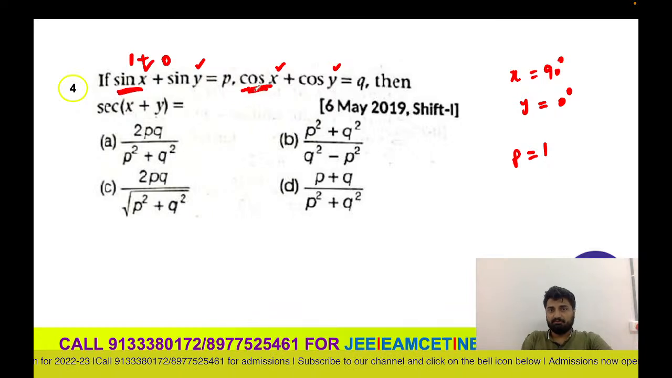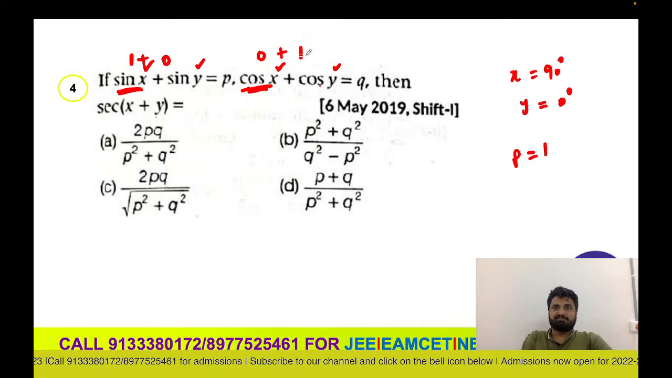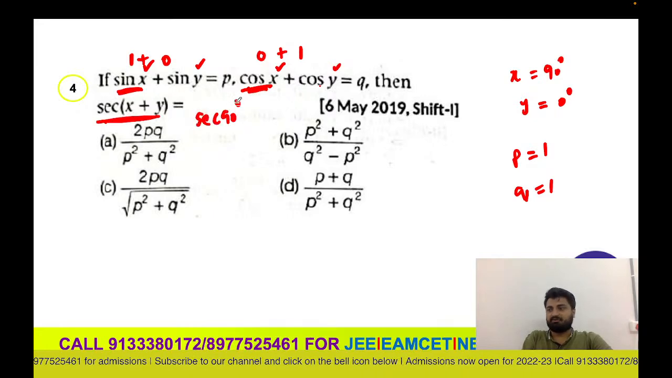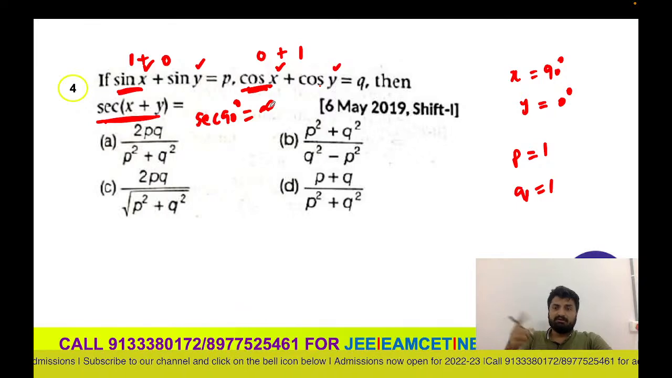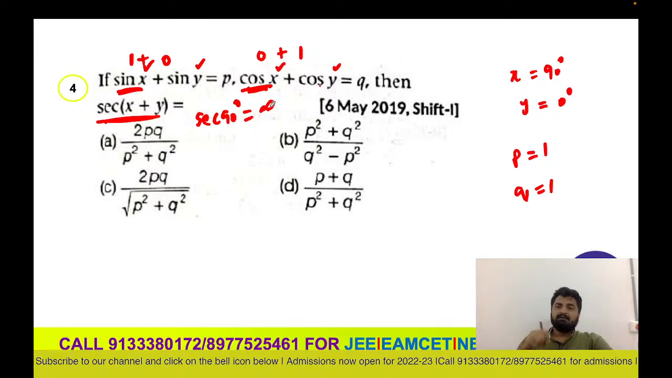Let's check this out. Cos 90 is nothing but 0. Cos 0 is nothing but 1. So q value is also 1. Now they are asking you secant of x plus y. So secant of 90 plus 0 is secant 90. So secant 90 is not defined, right? Because cos 90 is 0. Reverse of 0 is nothing but infinity. So let's check which option is giving us infinity.